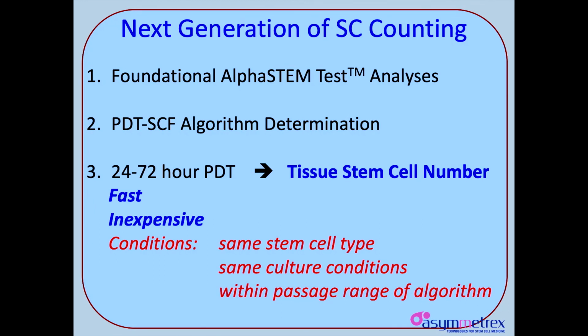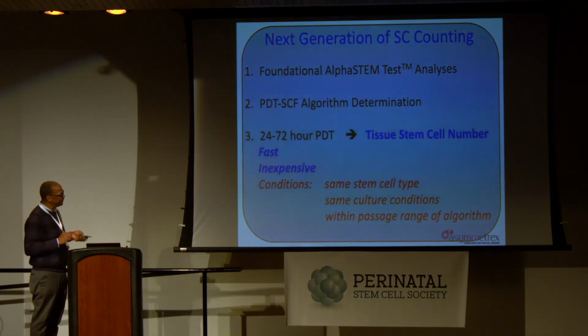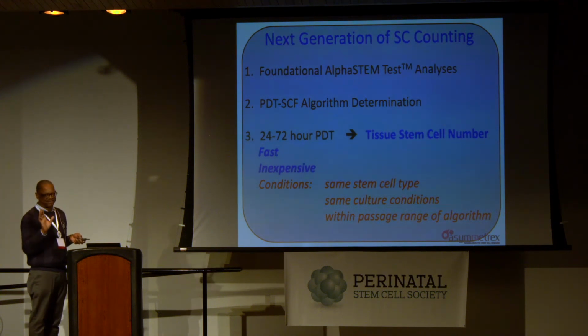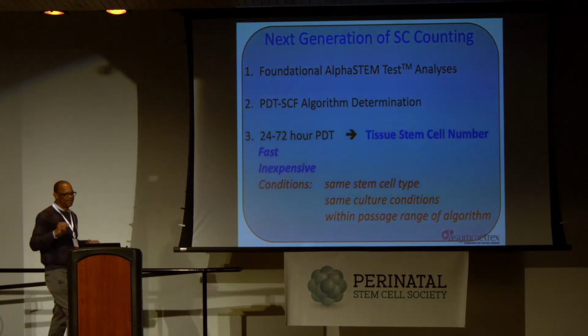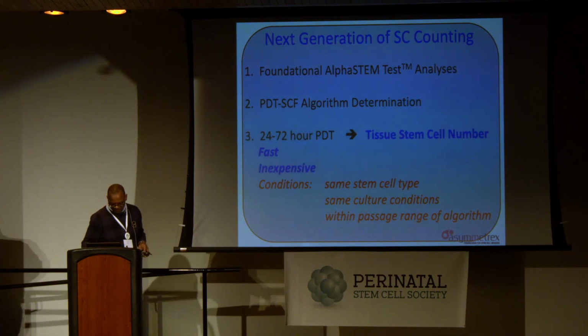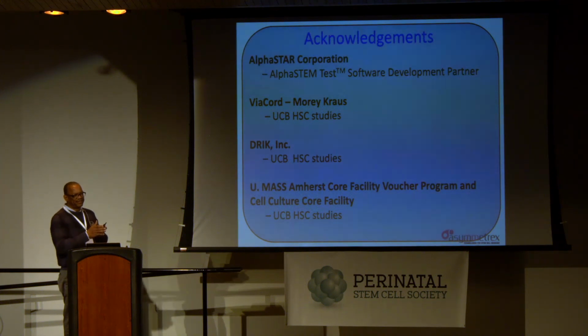It's going to be fast, so a few days as opposed to a few weeks. And it's going to be relatively inexpensive because there's not a lot of cell culture going on. There are some conditions, and we have to be wary of them. These algorithms are going to be very specific for conditions. They're only going to apply for the same type of stem cell, the same culture conditions, because culture conditions change all those parameters, and we know that. And it has to be in the same range of the passage of the algorithm. And that range is actually quite wide, as I've shown you. It's over at least an order of magnitude of population doubling time.